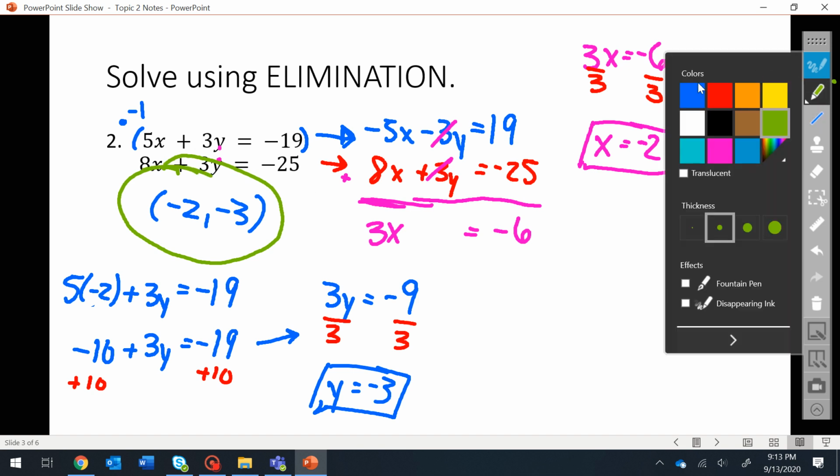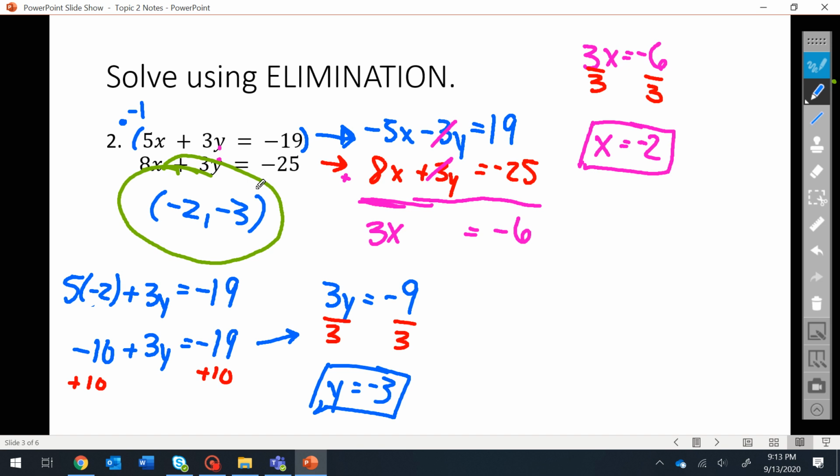Of course, you do want to check it in both equations. Okay, so I plug it in. 5 times negative 2 is negative 10, and 3 times negative 3 is negative 9, and negative 10 plus negative 9 is negative 19. I can do that for the second equation as well. I've got 8 times negative 2, which is negative 16, and 3 times negative 3, which is negative 9, and negative 16 plus negative 9 is negative 25. So this ordered pair works perfectly. That will be my solution: negative 2, negative 3.